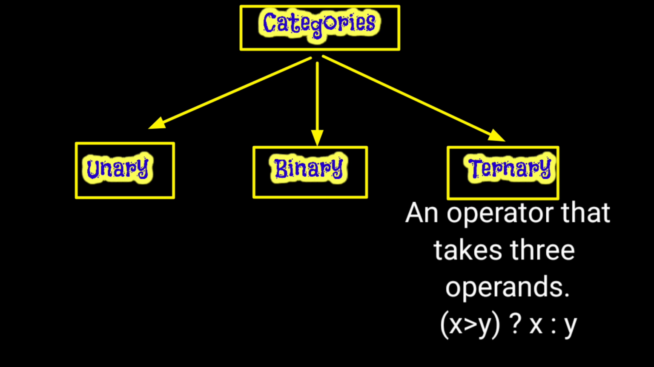Third we have the ternary operator that takes three operands. The first one is the condition, before the question mark. After the question mark is the true part, and after the colon we have the false part. So it is called a ternary operator or conditional operator. If the condition is true, then the true part will be evaluated, otherwise the false part will be evaluated.